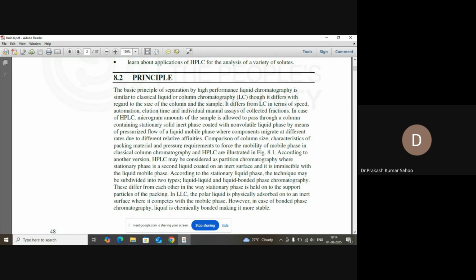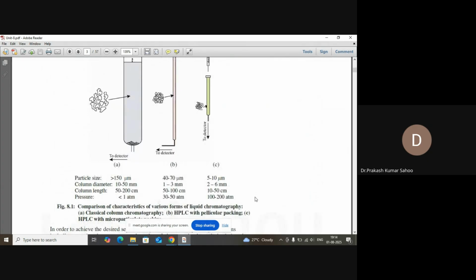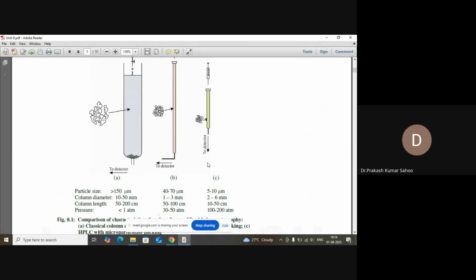We have liquid chromatography, in which if the stationary phase is solid, it is liquid solid chromatography, and if it is liquid, it is liquid liquid chromatography. In LSC we have the adsorption phenomenon, and in LLC we have the partitioning phenomenon. Okay. These are some particle sizes by which different columns of HPLC are selected.